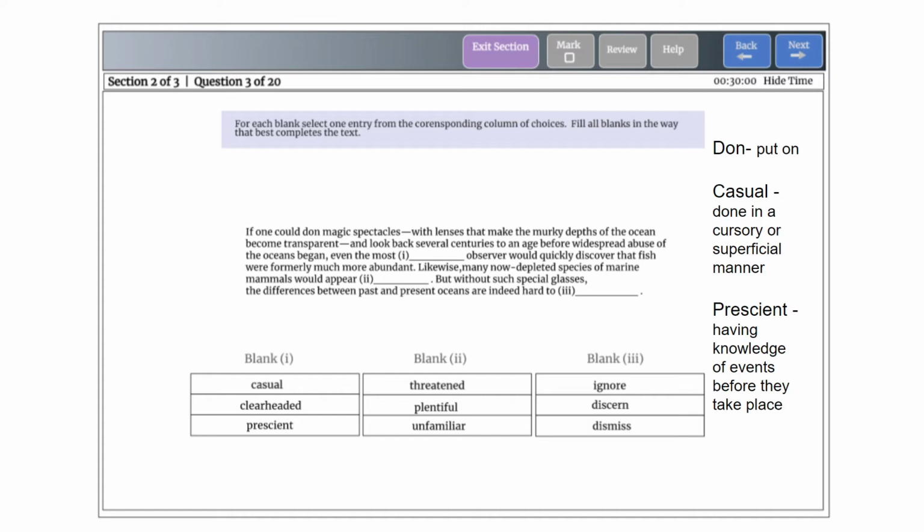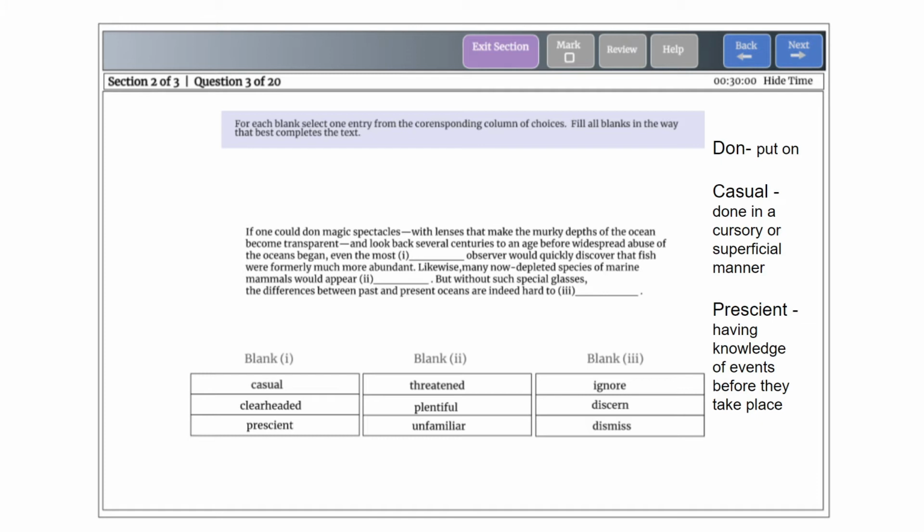Okay, so if one could don magic spectacles with lenses that make the murky depths of the ocean become transparent, and look back several centuries to an age before widespread abuse of the oceans began, even the most blank observer would quickly discover that fish were formerly much more abundant. So already, and it's not always a great idea to just answer the blanks as they come, but in this case, I can already get a sense that it's going to be a word like even the most normal observer, even the most unintelligent or someone who knows nothing about this would be able to see this, right? Unsuspecting.